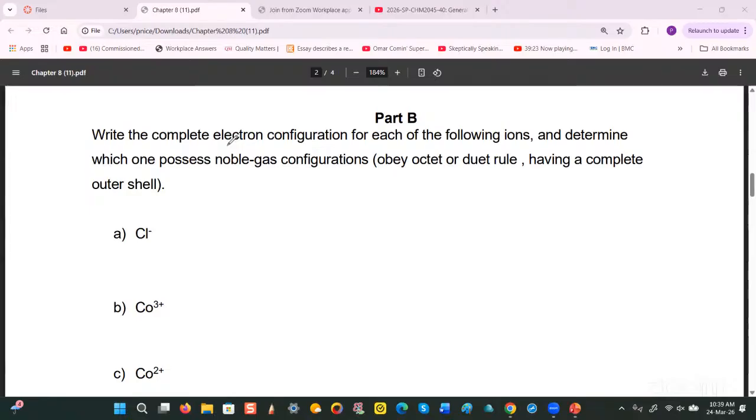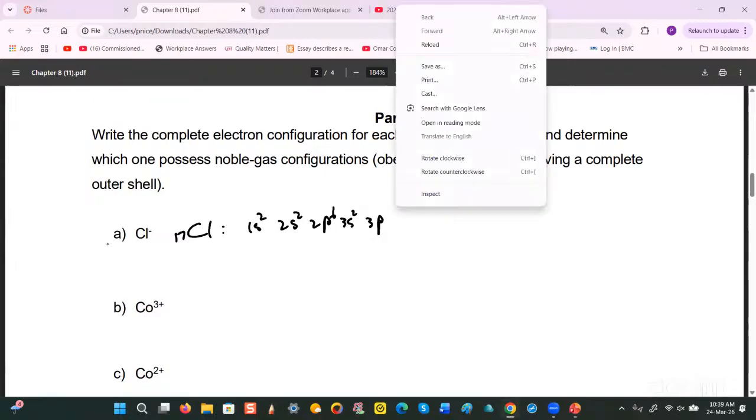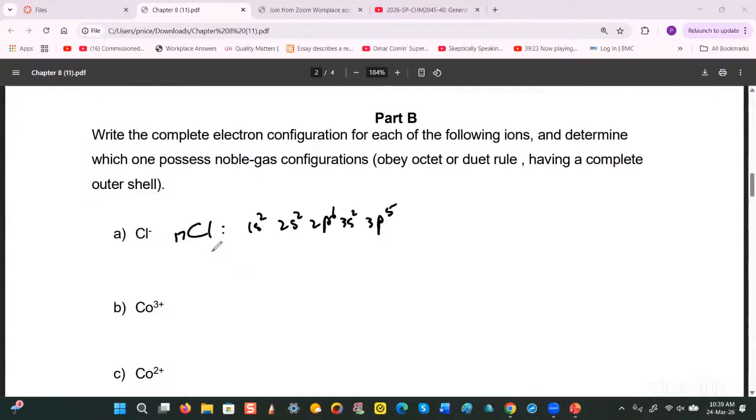Chloride. What's the first thing you do? Write the full electron configuration. Okay, so for chlorine, the atomic number is 17. So that would be 1s2, 2s2, 2p6, 3s2, 3p5. All right? So that's the full electron configuration.